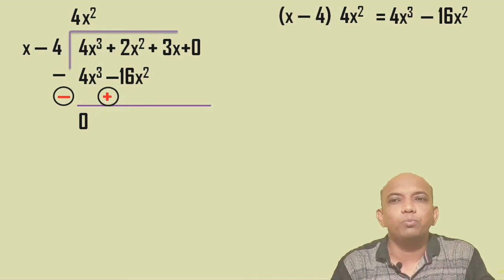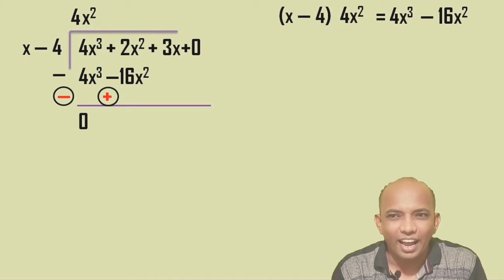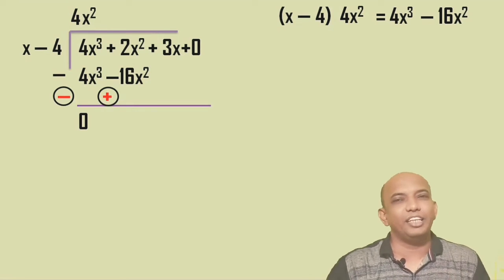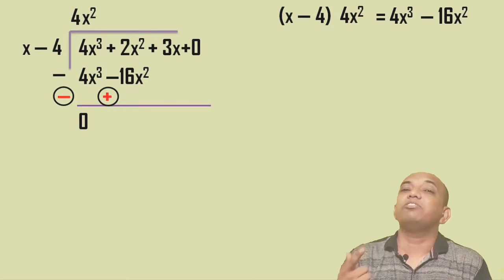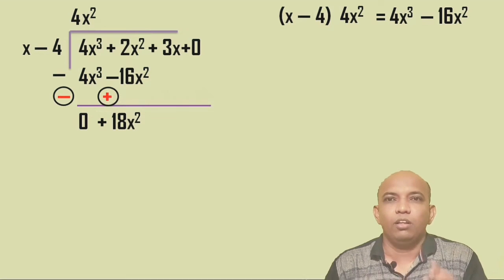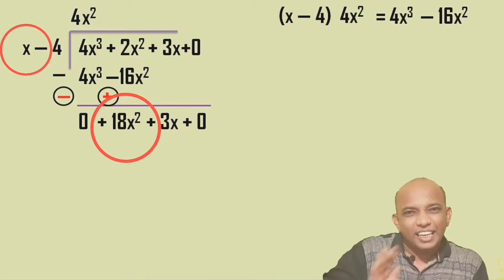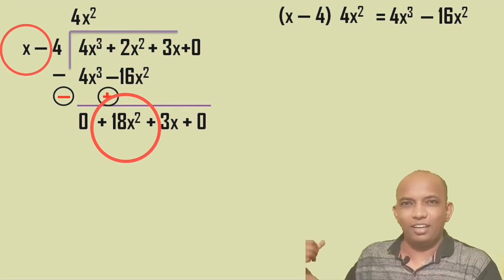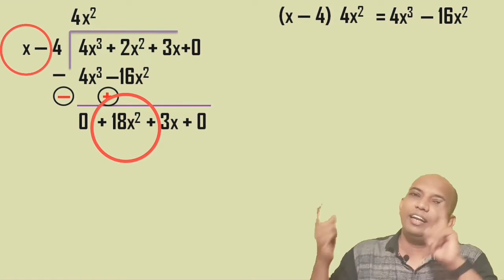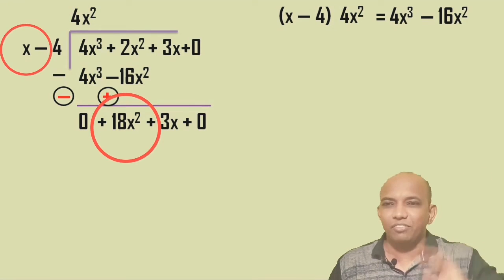After that, say bye bye to 4x cube, and due to the change in sign, 2x square will be added to 16x square. That gives us the answer 18x square, right? And the remaining terms, write them down again. So what we have now, we have plus 18x square as the first term in the dividend, that is of course in the remainder part, and x as the first term in the divisor.